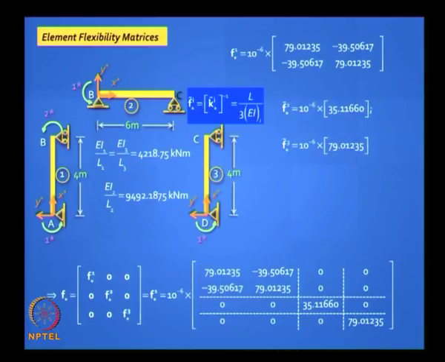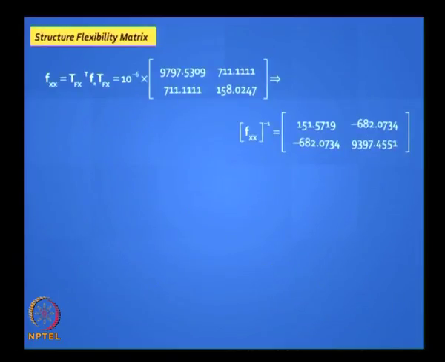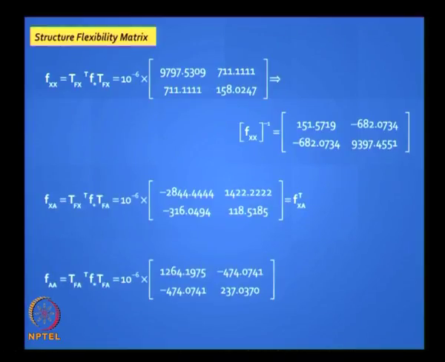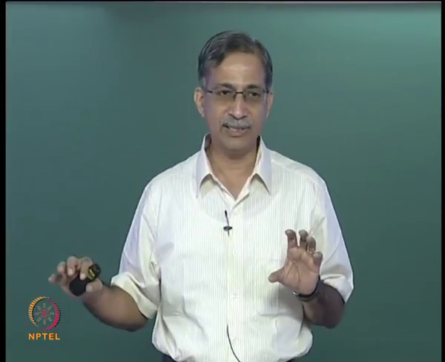Right, generate your flexibility matrix. This is the unassembled flexibility matrix. Then you do the operation and generate your matrices. You can do them separately. Fxx is Tfx transpose F star Tfx, and Fxa is Tfx transpose F star Tfa. Faa is Tfa transpose F star Tfa. Is it clear? Or you can deal with it all together and then partition it at the end, but this is much easier to handle.